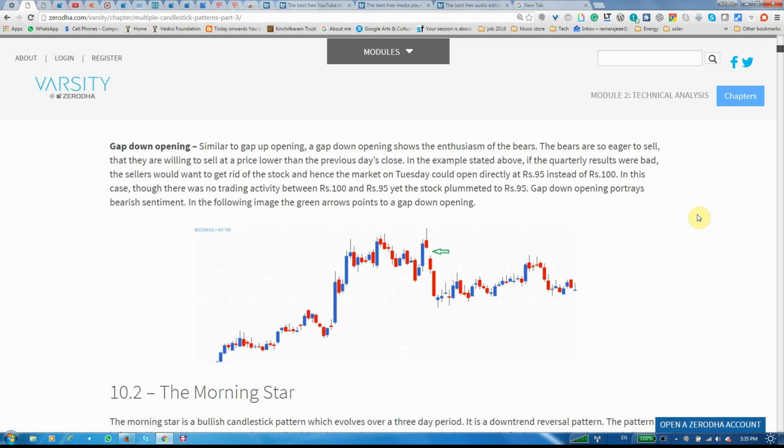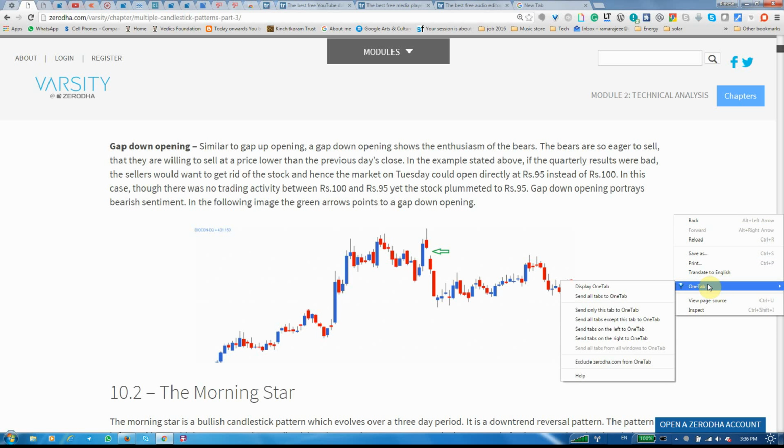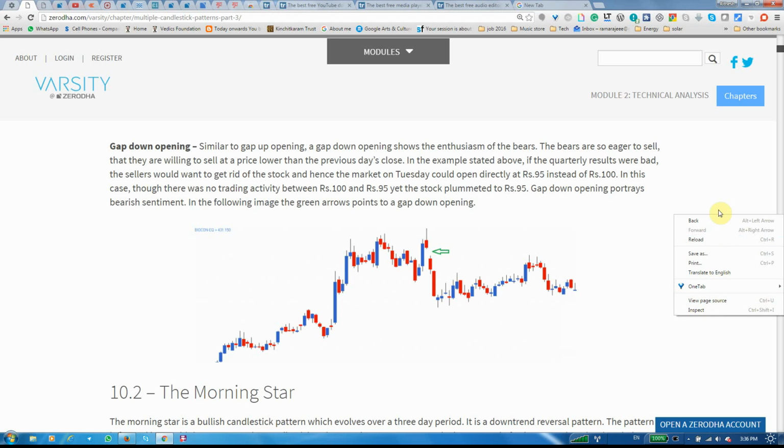10.2 The morning star. The morning star is a bullish candlestick pattern which evolves over a 3-day period. It is a downtrend reversal pattern. The pattern is formed by combining 3 consecutive candlesticks. The morning star appears at the bottom end of a downtrend. In the chart below, the morning star is encircled. The morning star pattern involves 3 candlesticks sequenced in a particular order. The pattern is encircled in the chart above.